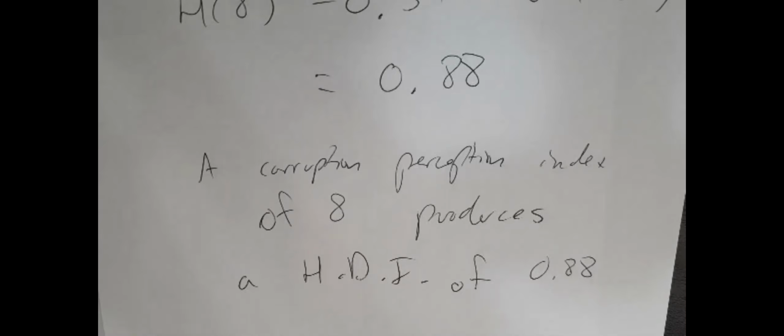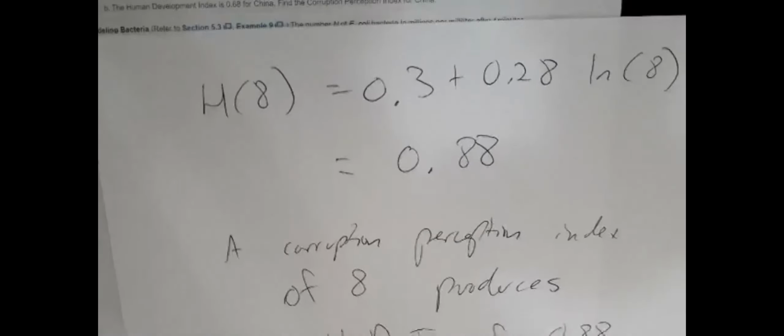So a corruption perception index of 8 produces a human development index of 0.88. So that is a bit of information there. But it is a scale of like 1 to 10, and this is a scale of 0.1 to 1. So what this means to you, I'm not sure, but there you go.